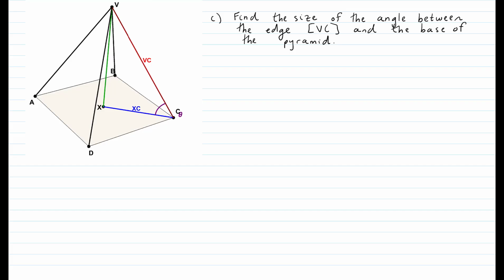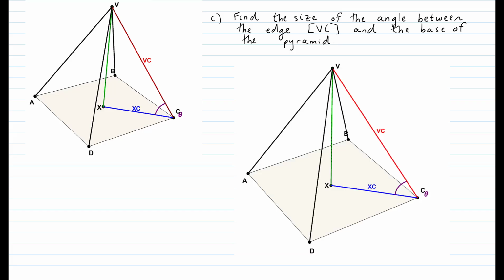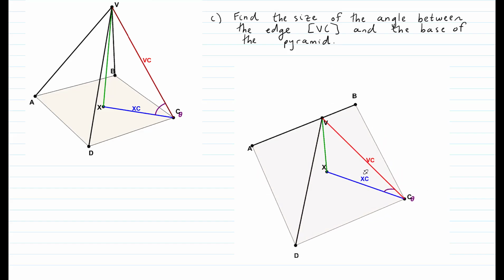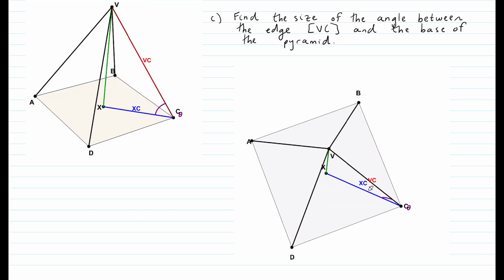So just to make this a little bit clearer, because when we have questions that involve 3D shapes, they're not always easy to picture, I'll get up a 3D version of this pyramid here that we can rotate about, and then we can see that projection of VC onto the base of the pyramid. Okay, so here's the 3D version of the pyramid. If we just rotate it about, so we're looking directly down on it, we can see that line VC.